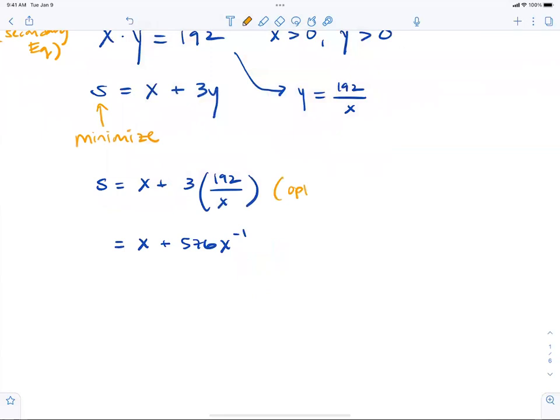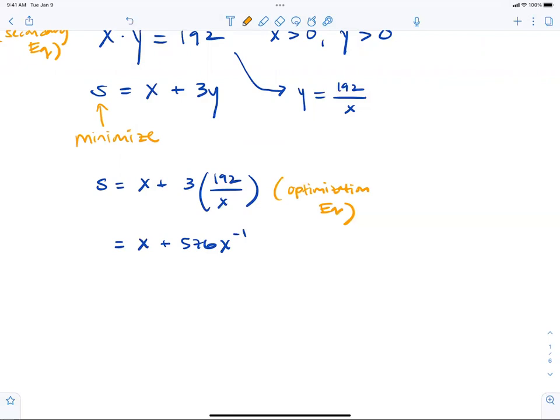What do I mean by that? What is an optimization equation? It's the equation that has the quantity that you are trying to optimize. We are trying to minimize the sum, S. So that's the equation we're going to take the derivative of. We're trying to find the value of X that would make S the smallest value possible. So that's why that's our optimization equation.